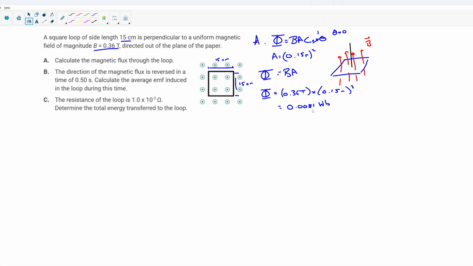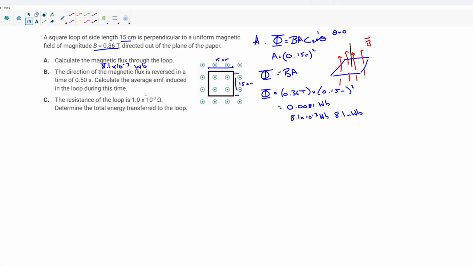I could write this as 8.1 times 10 to the minus 3, which would be a better way to show that. Or if I'm feeling fancy, I might call it a milliweber. What about that? Okay, that's flux. So 8.1 times 10 to the minus 3 Weber is the flux through the loop.